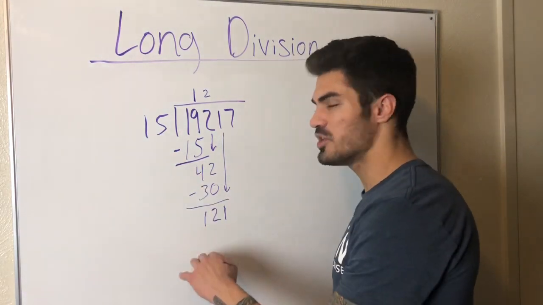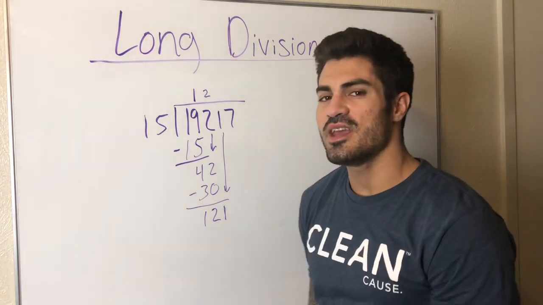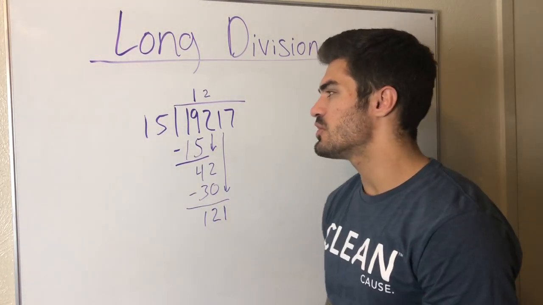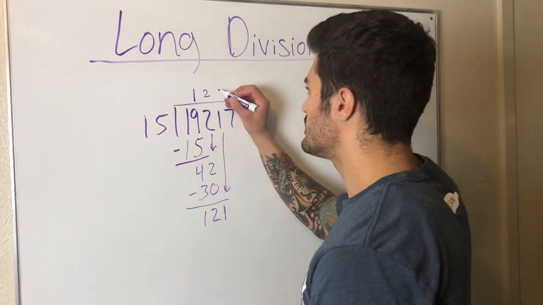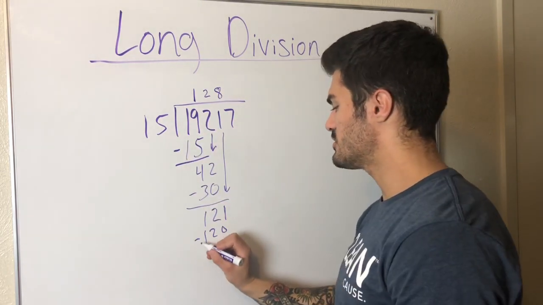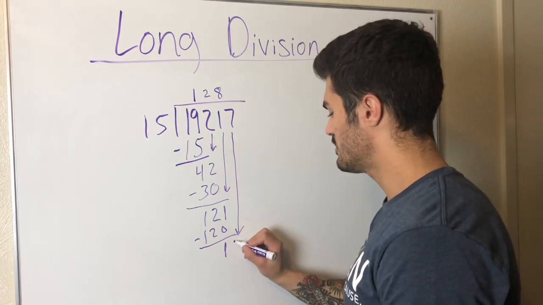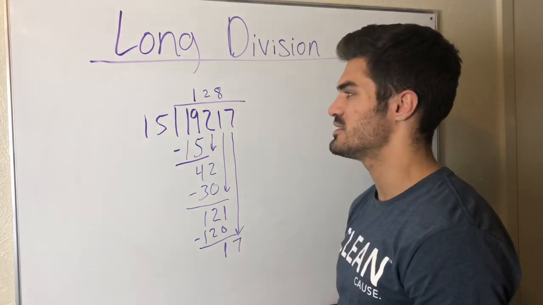So 15 goes into 121 how many times? Let's see. I think it's 8. 15 times 8, is that 120? I believe it is. So 8. And that's going to give me 120. Subtract down, I have 1. Now I bring down my 7. That gives me the 17, right?